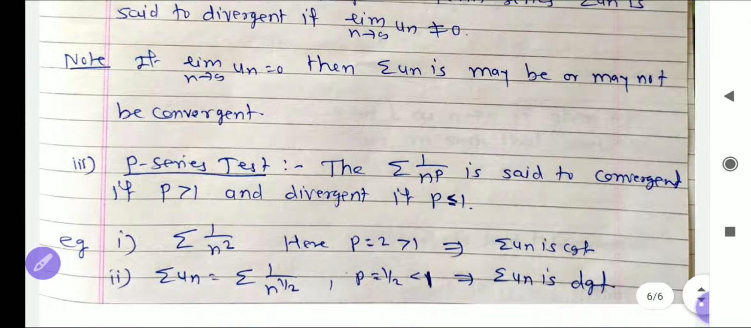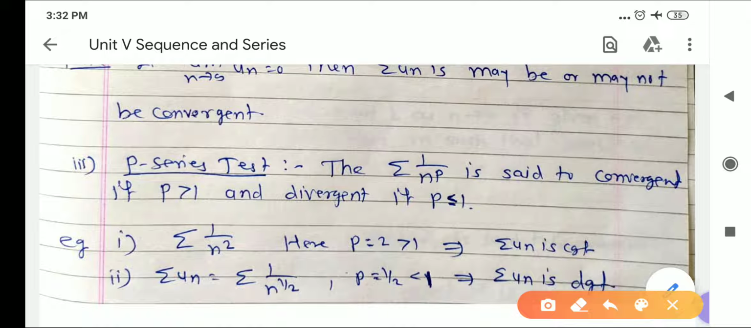So next one is p series test. Here p series test is series 1 upon n raised to p is said to be convergent if p is greater than 1 and divergent if p is less than or equal to 1. This test is very important for solving problems. Series 1 upon n raised to p is said to be convergent if p is greater than 1 and divergent if p is less than or equal to 1.